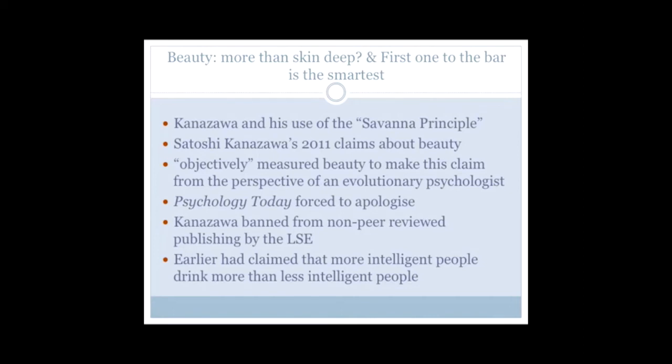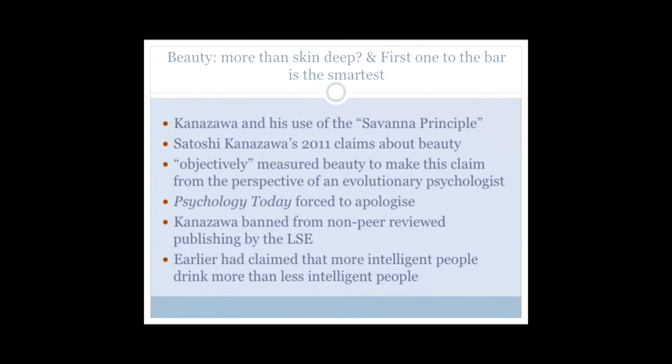He also had earlier argued that smart people drink more based upon the Savannah Principle. I mean, it was an extraordinarily counterintuitive thing to argue, but basically he argued that smart people had adapted to the risks better than non-smart people, and therefore understood the risks of drinking more and therefore were more intelligent. And it was an extraordinary argument to come up with. And of course you can go and have a look at it out there.